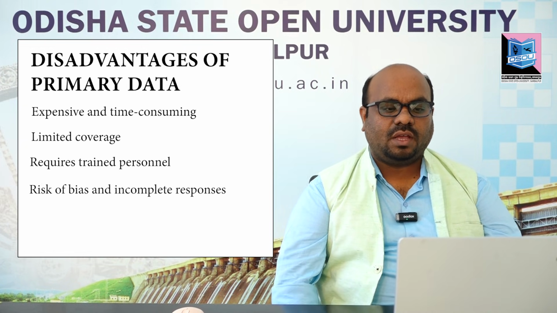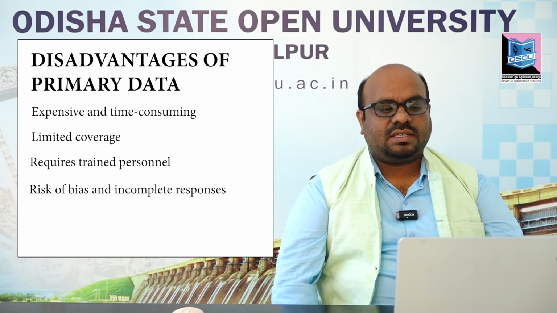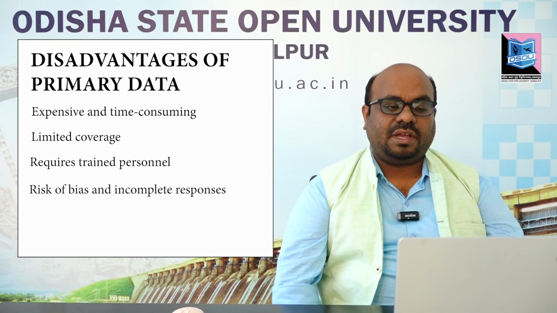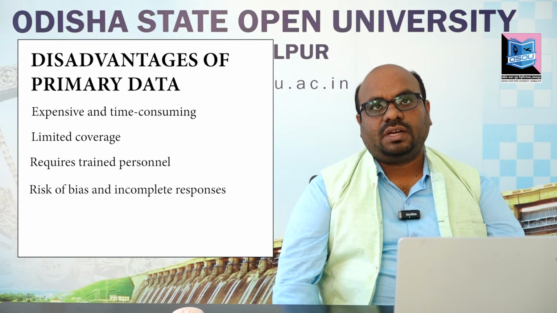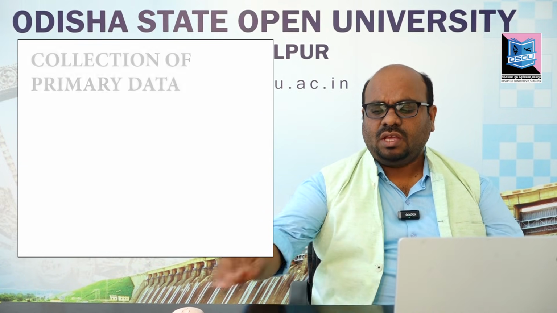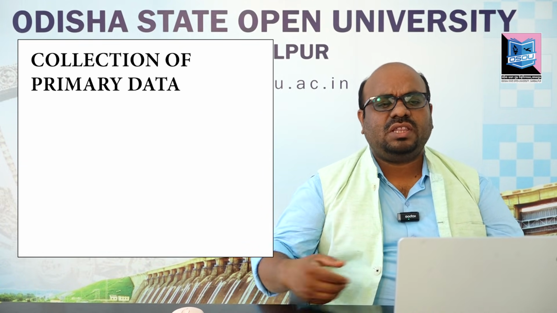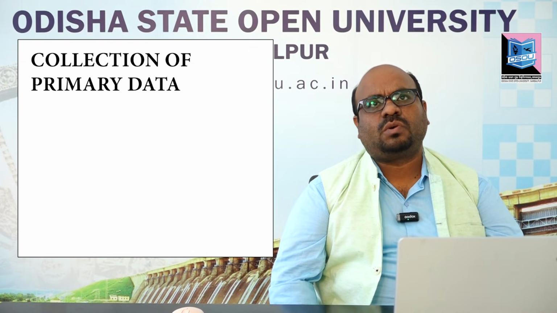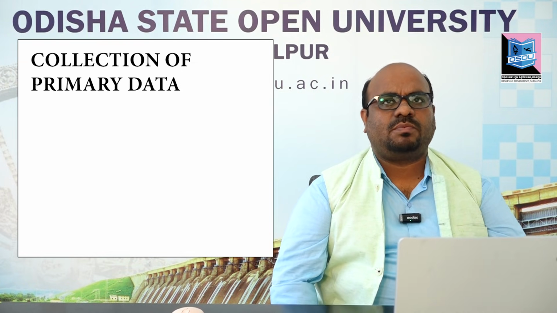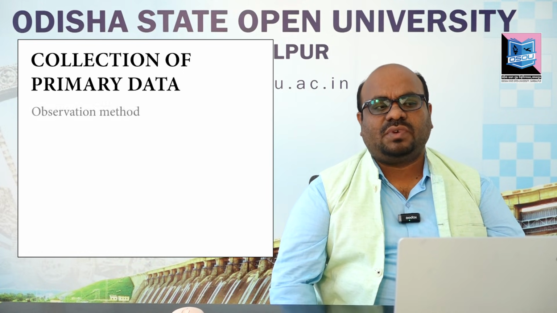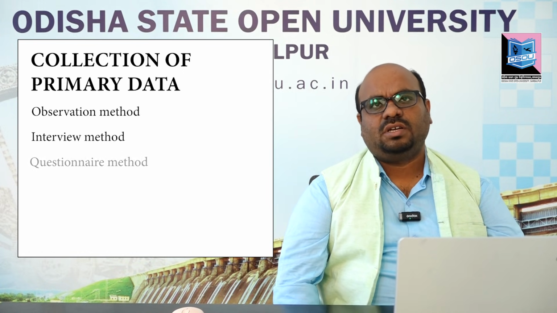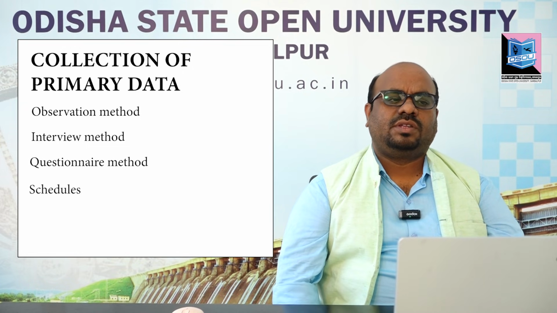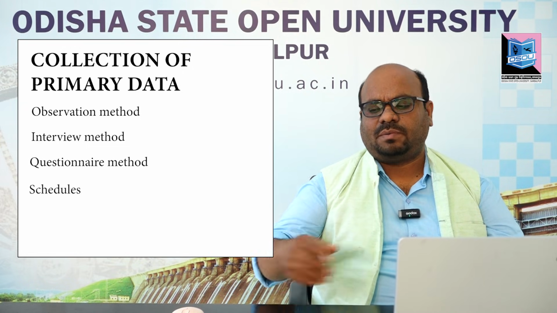This is the major disadvantage of primary data. Moreover, data collection often requires trained individuals, and an inexperienced researcher may end up gathering inaccurate and insufficient data. If we discuss how we collect primary data and what procedures we follow, there are various types of collection procedures, like the observation method, interview method, questionnaire method, and schedules.